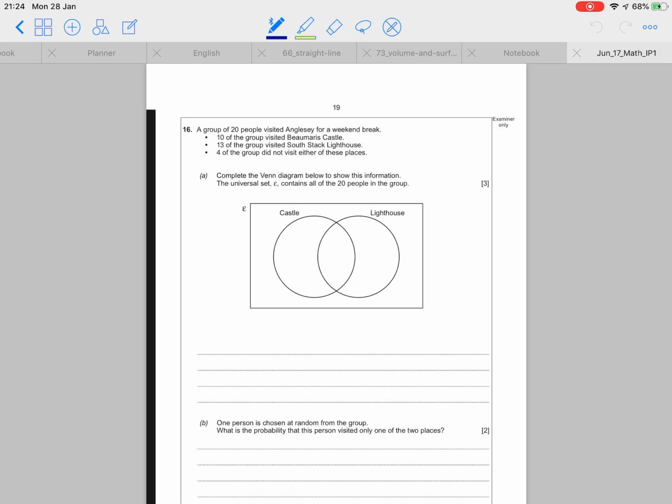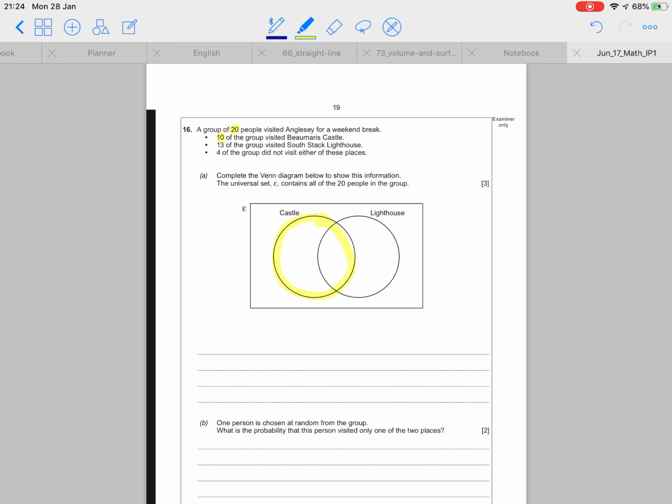Question 16, one of our favourites. So we've got a Venn diagram, but this one's a bit nasty because it's going to involve a little bit of algebra. So here we have 20 people who visit Anglesey for a weekend break. So the entire diagram has to include 20 people. 10 of the people go and visit Beaumaris Castle. So 10 of the people are in this circle.